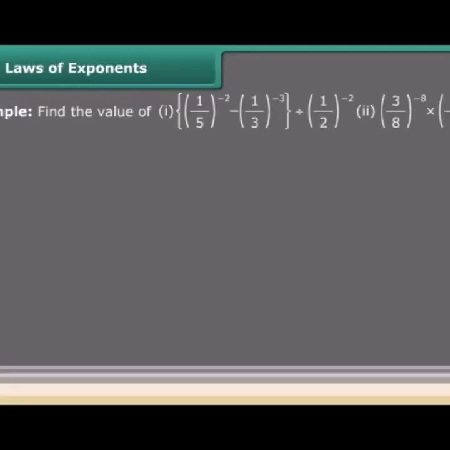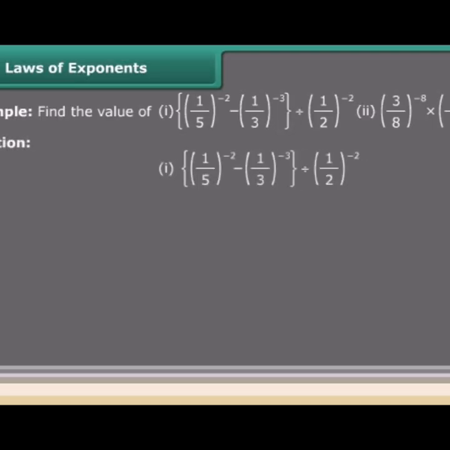Example: find the value of (1/5)^(-2) minus (1/3)^(-3), divided by (1/2)^(-2), and (3/8)^(-8) into (8/3)^(-5).